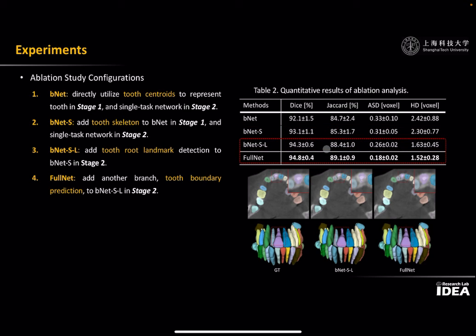To validate the effectiveness of the final component, tooth boundary prediction in the second stage, we add it in our full net. It can be seen that the full net achieves the best performance. And as shown in the figure, even in the in-sensor tools with metal artifacts, our method can still segment accurately.